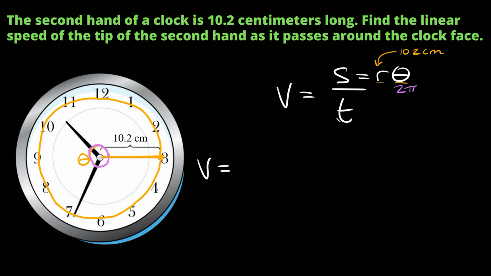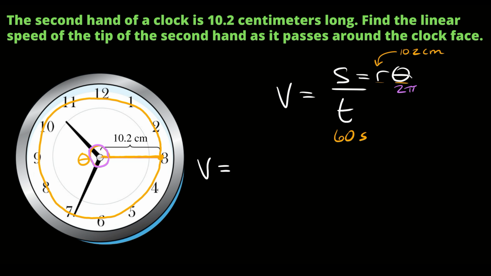And then lastly, we just have to find the time. How long does it take for the second hand to start here, go all the way around, and then get back here? That would take 60 seconds. So our time is going to be 60 seconds.